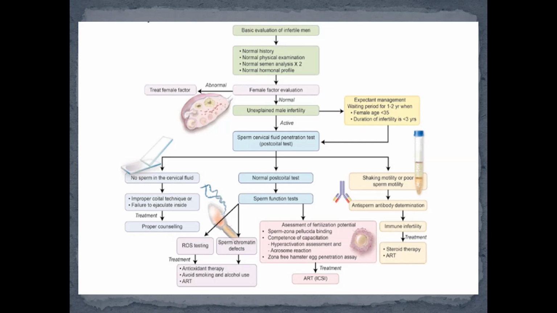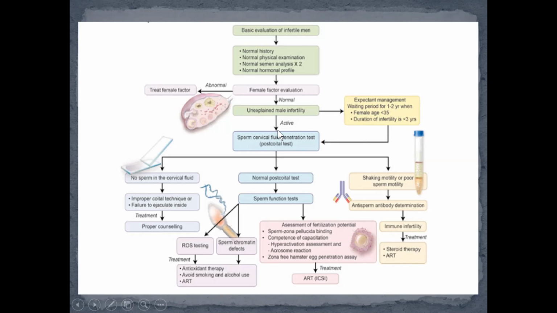If everything is normal, then we consider unexplained infertility. If so, then we use expectant management, a wait period of 1 or 2 years, if the woman is aged less than 35 and the duration of infertility is less than 3 years.